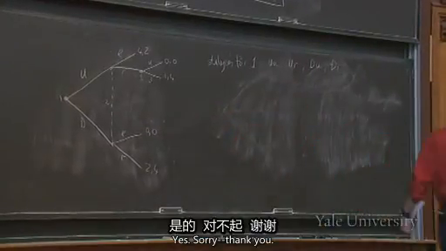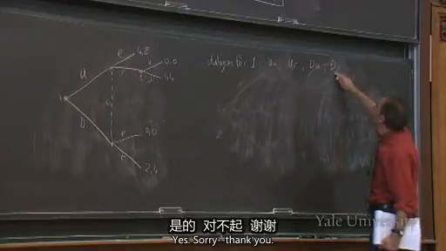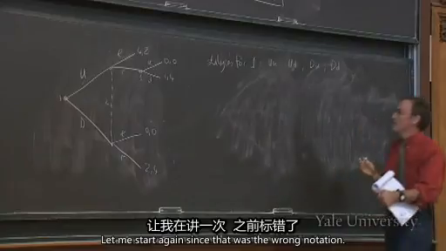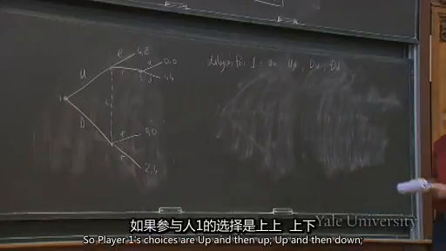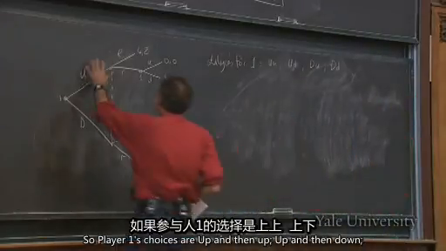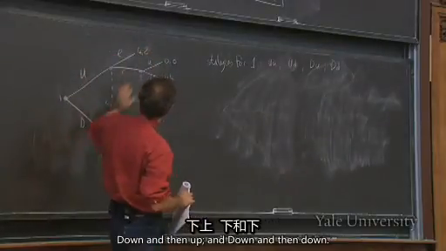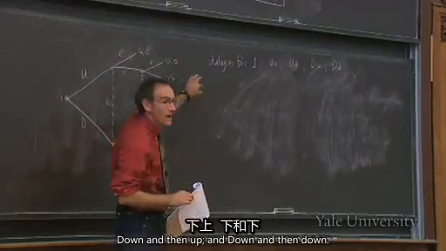Jake. Thank you. Sorry, thank you. Thanks, Jake. All right, let me start again since I did the wrong notation. So player 1's choices are up and then up, up and then down, down and then up, and down and then down. Thanks, Jake.